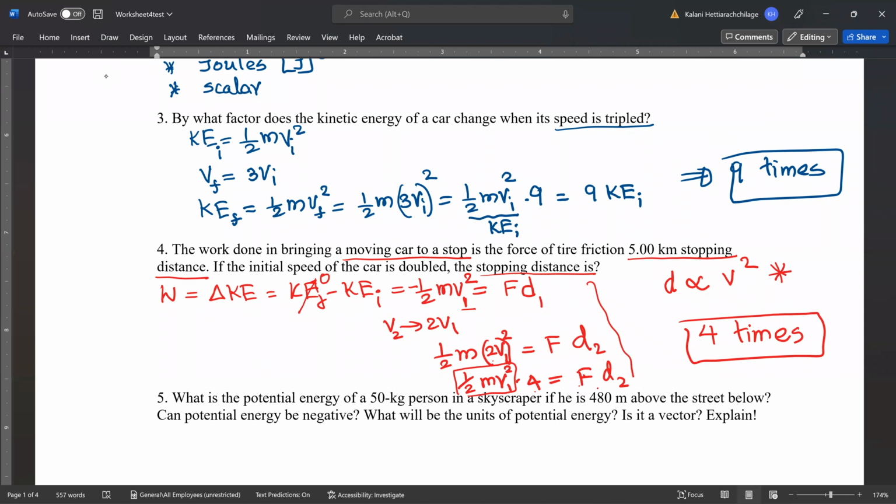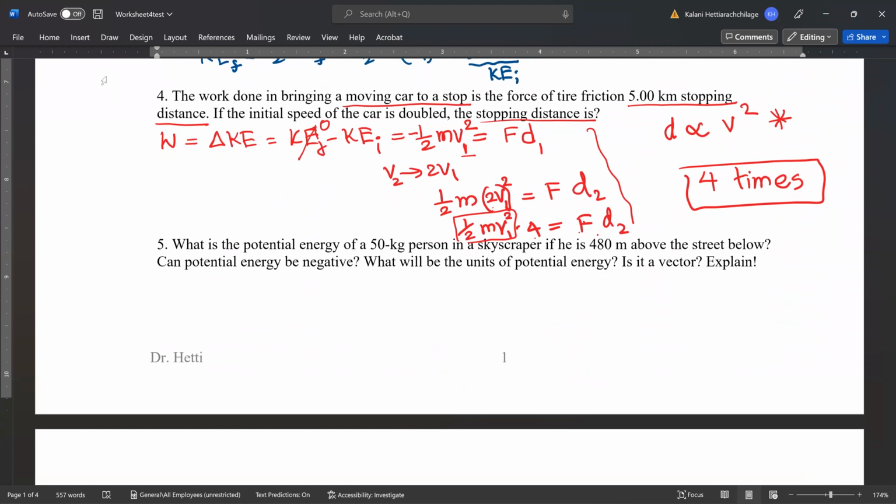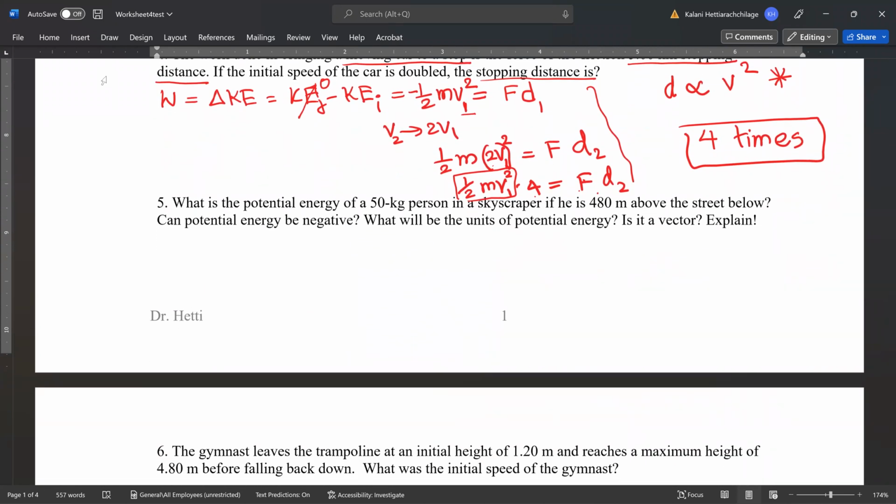Okay, so now the next question is question number 5. What is the potential energy of the 50 kilogram person in a skyscraper if he is 480 meters above the street below, right? Here is the street, where we say potential energy is 0. This is where the person is sitting, at height h equal to 480 meters, right? We need to write the potential energy here.